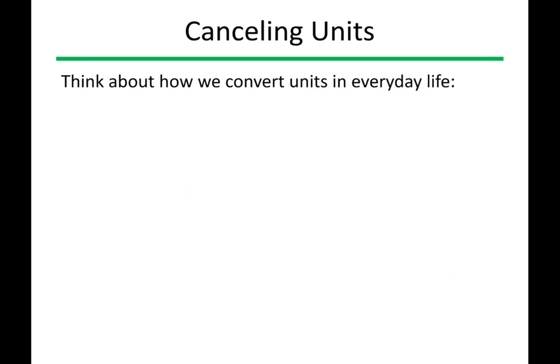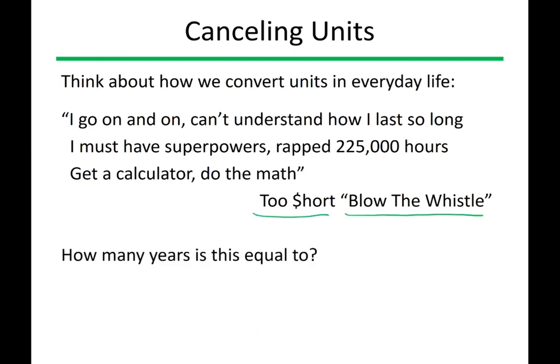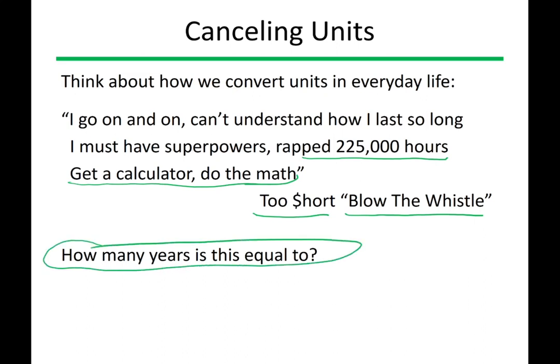So we can think about an example for applying this into everyday life. Here we have a quote from the famous artist Too Short and their piece Blow the Whistle. Here we can see that they have claimed to have wrapped 225,000 hours, and they're suggesting that we get a calculator and do the math. So let's take him up on his offer and find out how many years that is equal to. We'll do this using conversion factors.